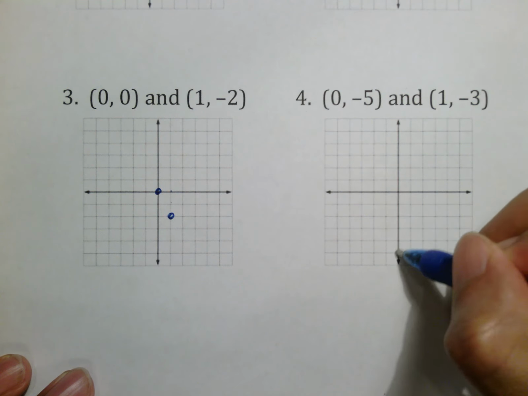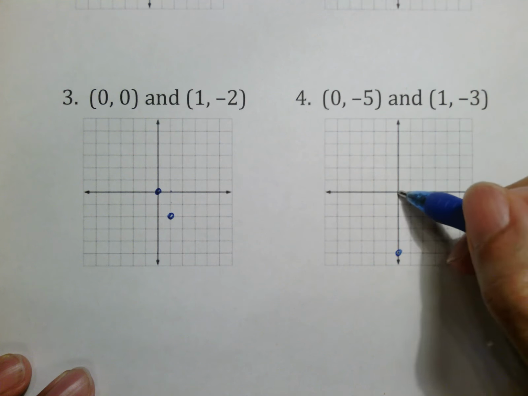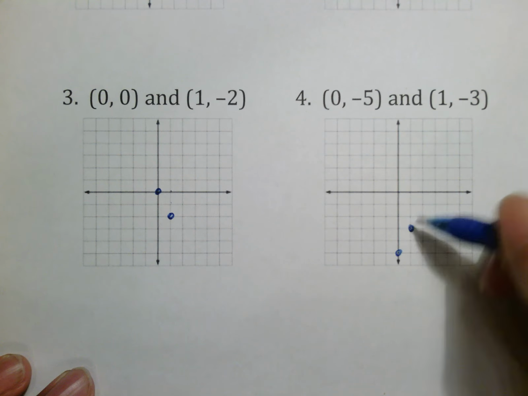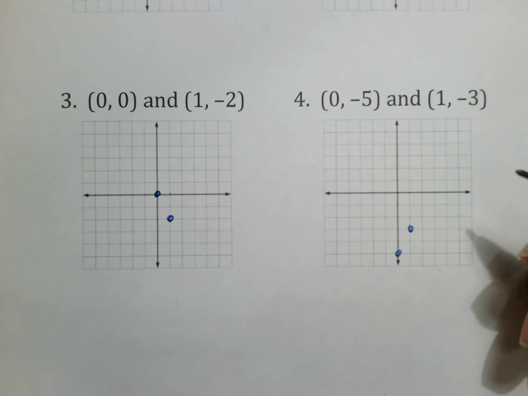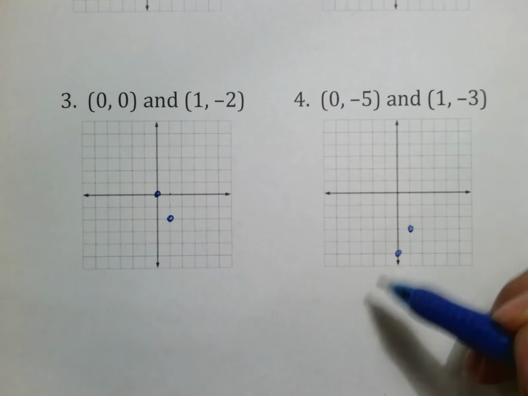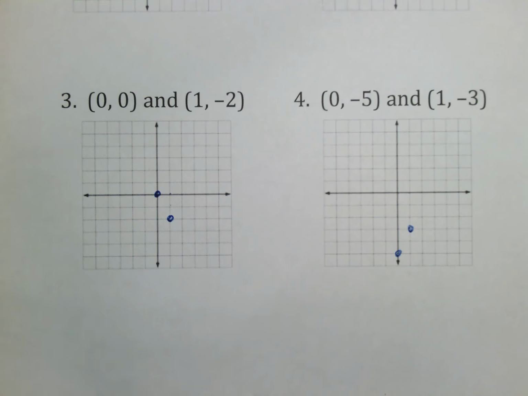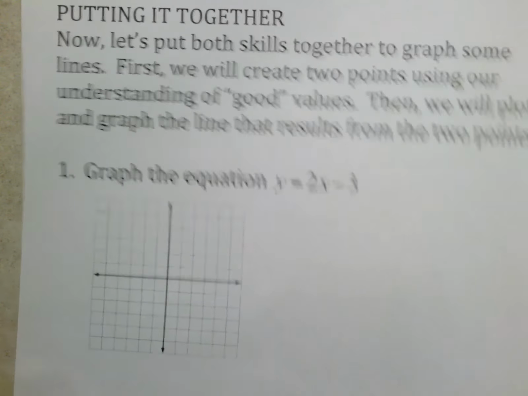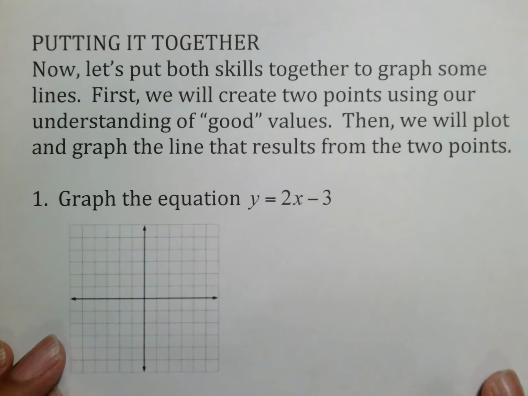3, 4, 5 down. (1, -3) means go over 1 and down 3, because remember, you have a negative y. And again, you can see exactly where my dot is. You can kind of visualize what the line's going to look like, and that's what we're going to be doing actually right now.